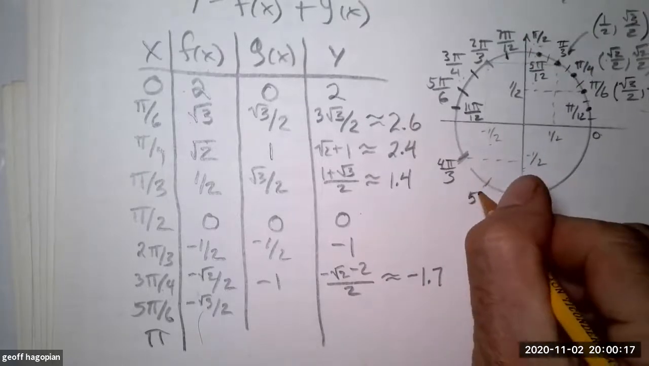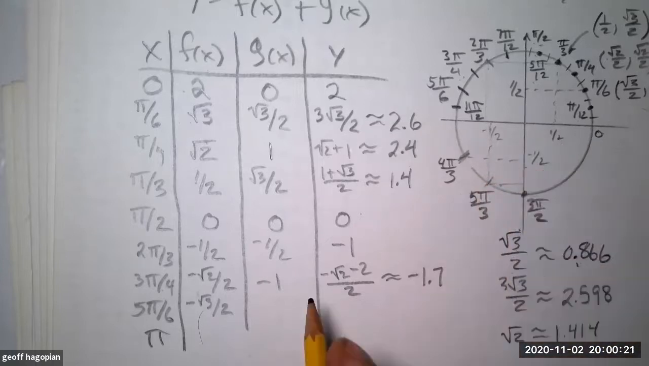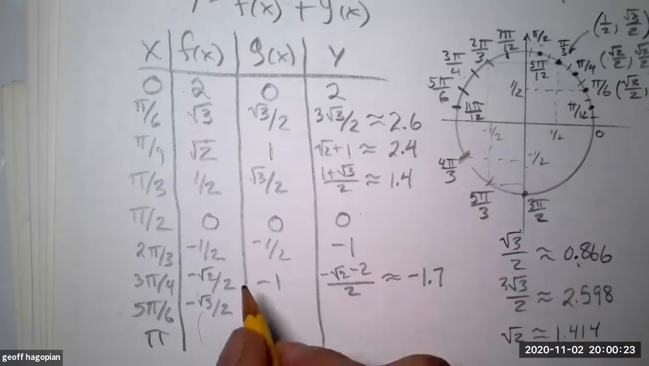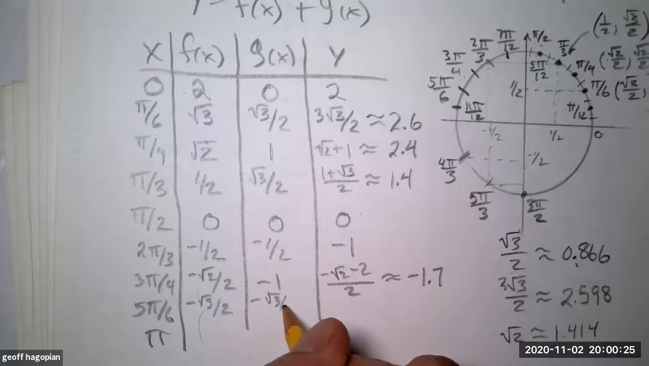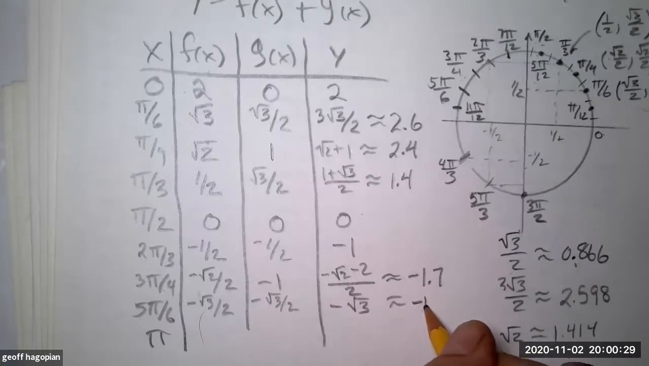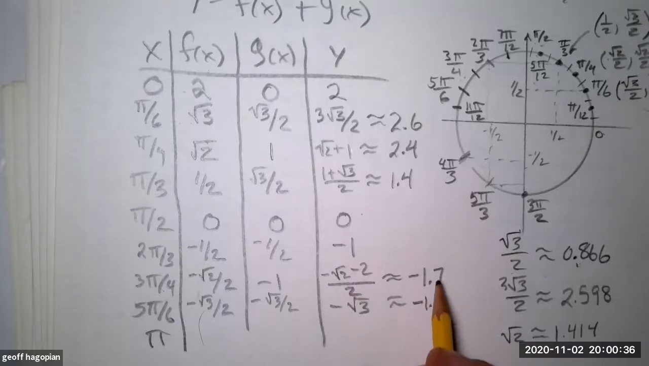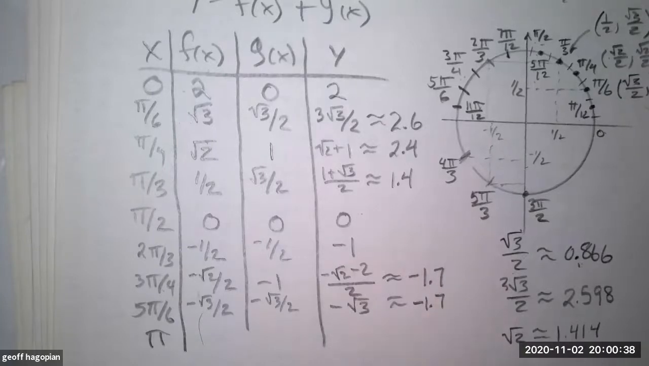5 pi over 3. And what's the sign there, I guess? That's negative square root of 3 over 2 again. Oh, okay. So that's negative square root of 3, which is approximately negative 1.773 again. But so these are not exactly the same, but they're pretty close, huh? Interesting.